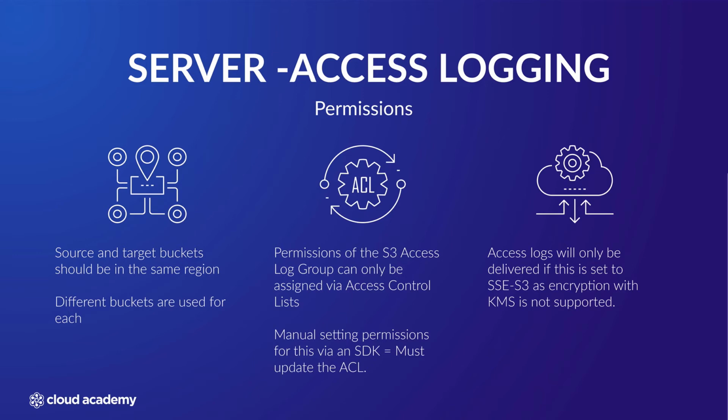Also, the permissions of the S3 access log group can only be assigned via access control lists and not through bucket policies. So when manually setting the permissions for this via an SDK, you must update the ACL. Finally, if you have encryption enabled on your target bucket, access logs will only be delivered if this is set to SSE-S3, server-side encryption managed by S3, as encryption with KMS, the Key Management Service, is not supported.